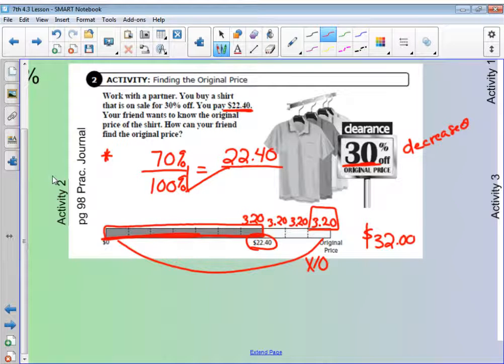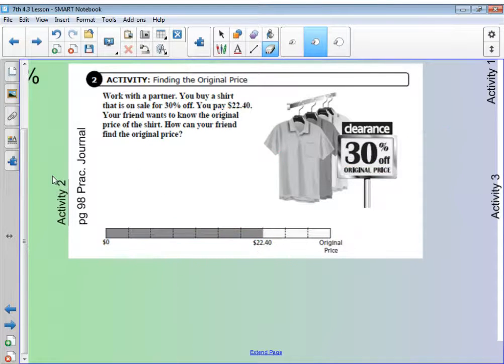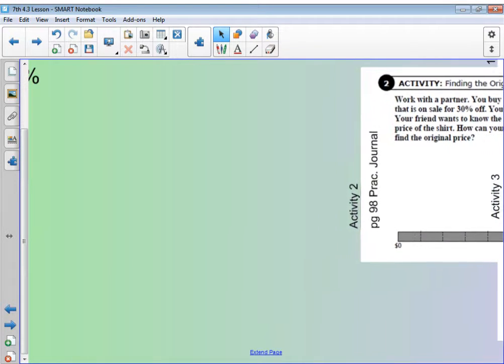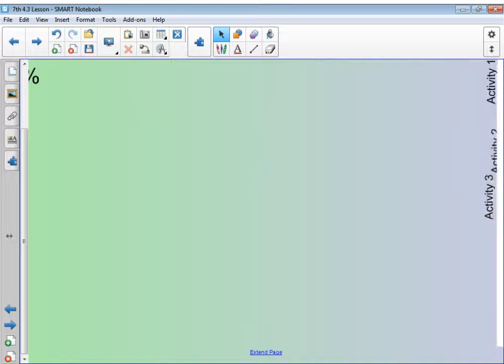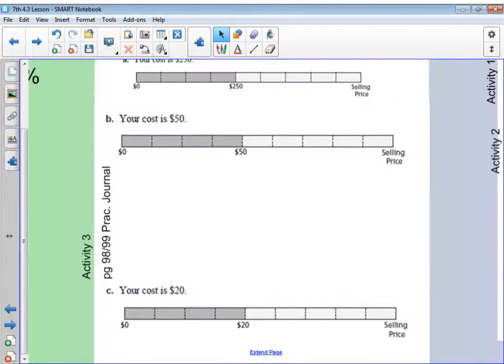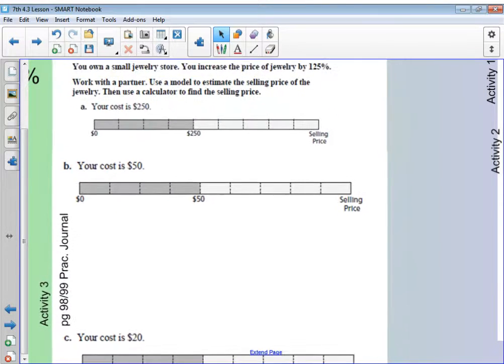Okay, so let's go ahead and move on to activity 3. So that's working with finding an original price. Or we could have worked off of, another thing was $22.40 is 70% of what number, if you like to set it up that way, but I know a lot of kids struggle with that wording. Okay, so activity 3, this is on pages 98 and 99.